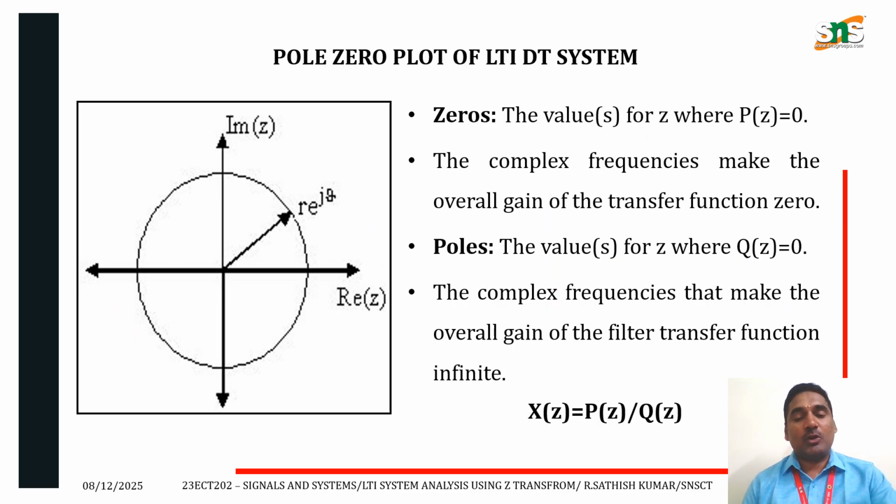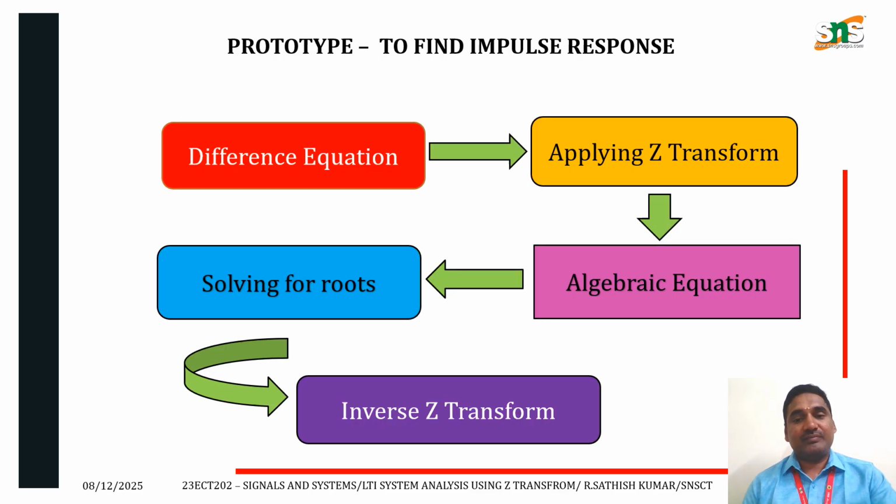Next one, pole-zero plot of a linear time invariant discrete time system. It can be represented by real of z and imaginary of z. A zero is the value of z where P of z is equal to 0; at these complex frequencies the overall gain of the transfer function is 0. A pole is the value of z where Q of z is equal to 0; at these complex frequencies the overall gain of the transfer function is infinite. Therefore, X of z is equal to P of z divided by Q of z.